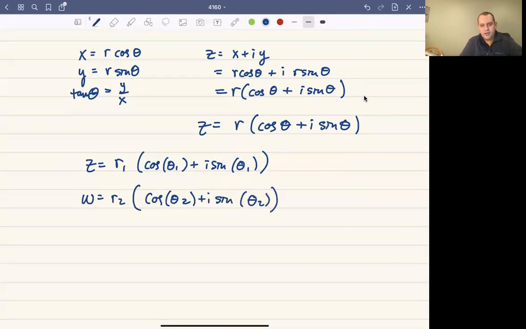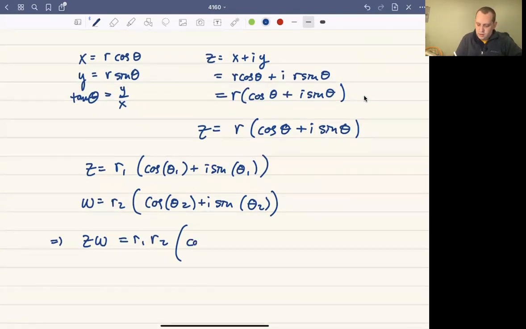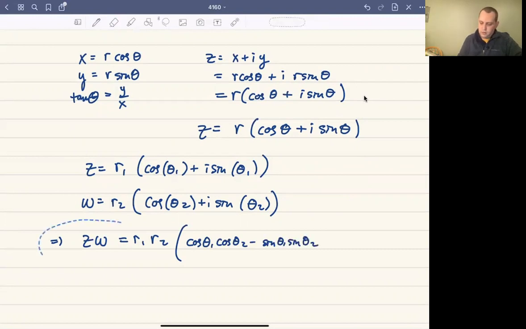If you were to multiply these together, zw would be r1 r2, and then you have to think about how to multiply inside. The cosine terms are going to distribute over one another, and you're going to end up with cosine theta 1 cosine theta 2 minus sine theta 1 sine theta 2. I'm going to run out of room here.